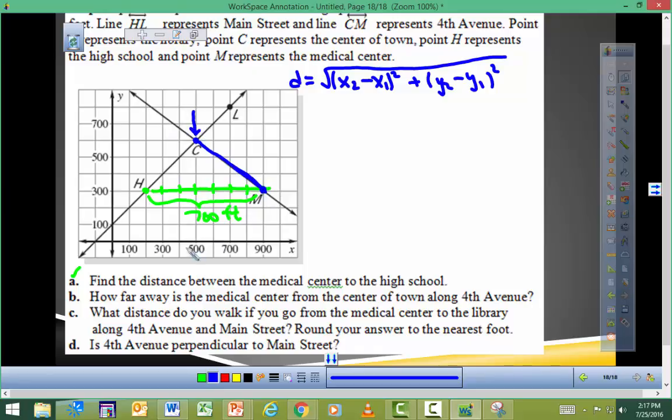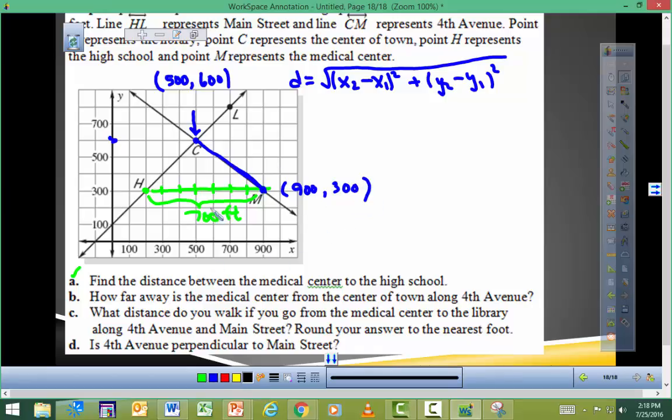The coordinates right there, it looks like to me the x coordinate would be 500. So it's going to be 500. And what's the y coordinate? The y coordinate right here is 600. And then we need the coordinates down here. The coordinates right here, the x coordinate is 900. And the y coordinate is 300. So we have our coordinates.